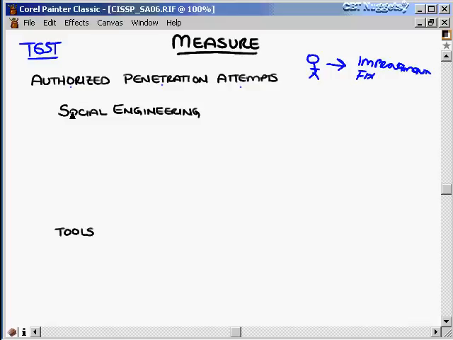The ways we can do that, I'm going to list two. First of all, we're going to talk about social engineering. It's really a non-technical way of penetrating your network. And then we're going to look at the technical side and talk about different tools that are available, just a couple.